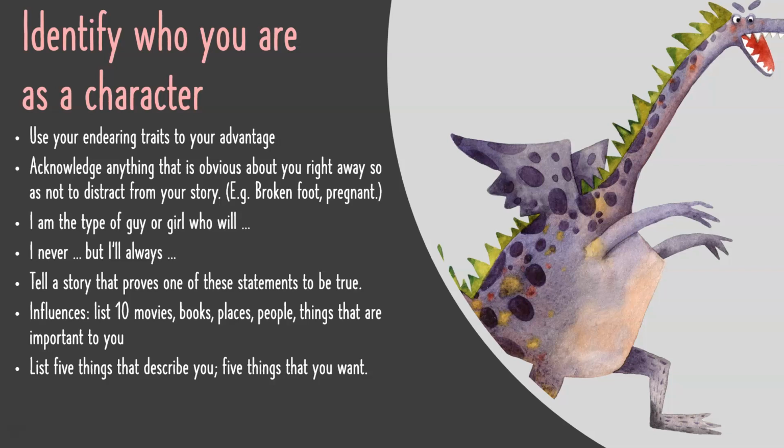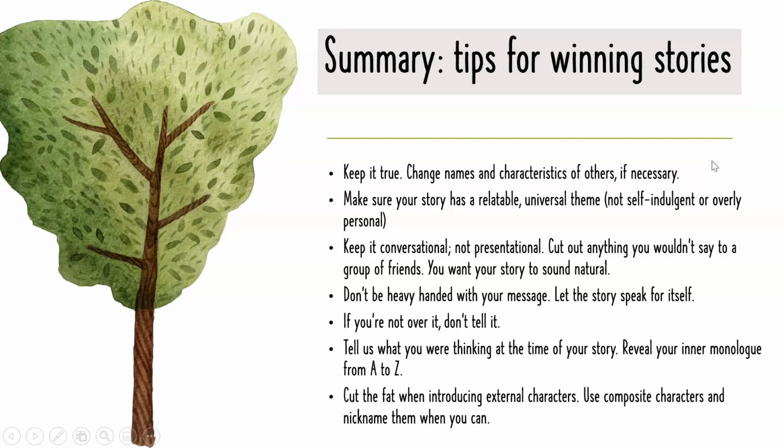I am the type of guy or girl who will do this. I never do this, but I'll always do that, right? Tell a story that proves one of these statements to be true. What are your influences? Movies, books, places, people, things that are important to you. Five things that describe you, five things you want. This will kind of help you figure out who you are as a story character, which is what we're doing here, right?